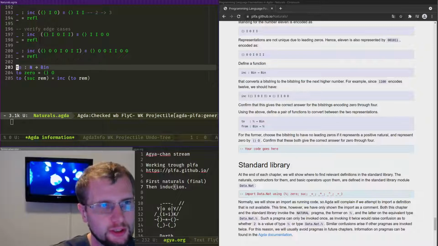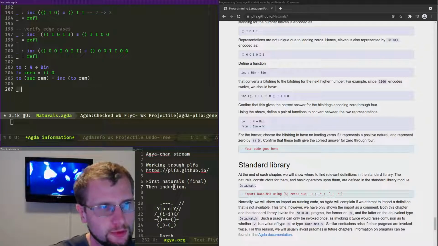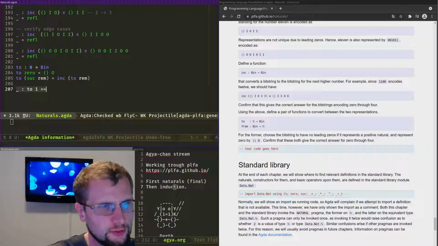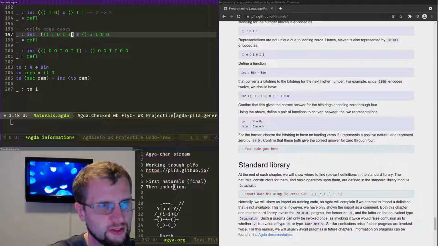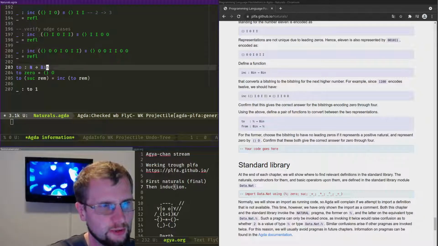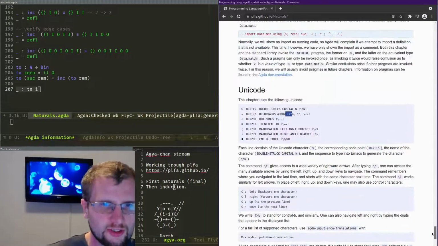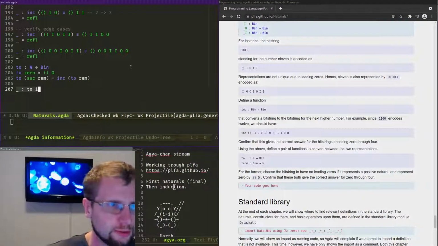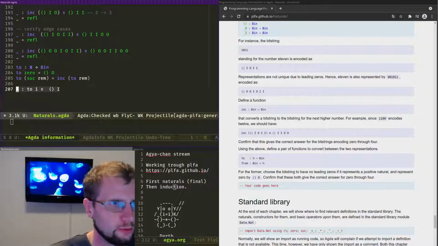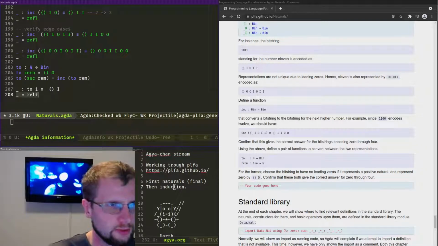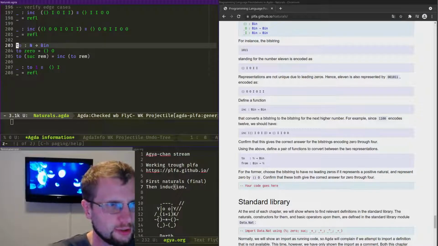Then, I guess we need to confirm this is correct. So to 1 is equal to, yeah, I guess just this, right? Because we're incrementing it. How do you do the triple equals sign? I want to type these words. Oh yeah, it's just backslash equals. Okay, cool. Oh, and then for the implementation, we'll do a refl. And it compiles. Okay, cool.